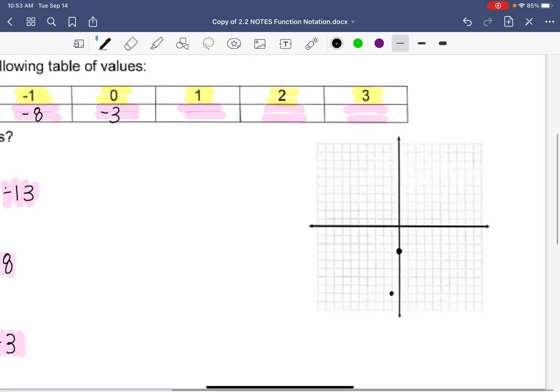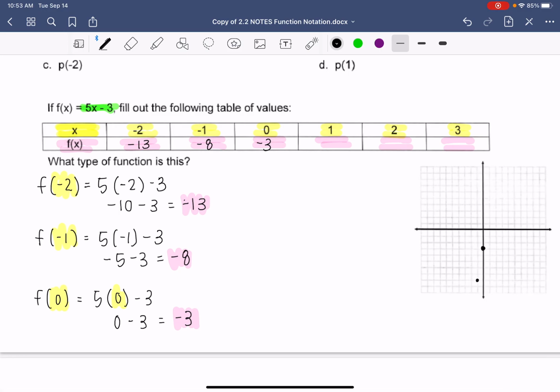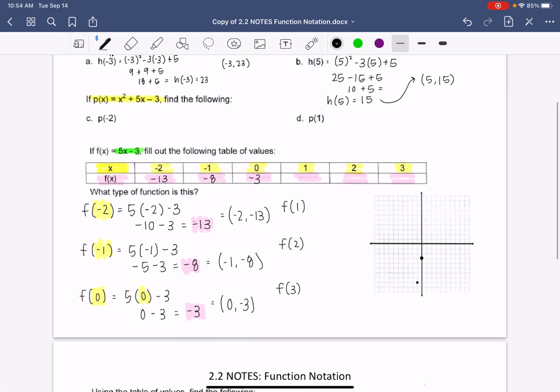So go down 3. The reason I'm getting these coordinates is because when I plug in, remember our ordered pairs are -2, -13, -1, -8, and then 0, -3. All right, so I want you to finish this table out. So you're going to find f of 1, f of 2, and f of 3, and graph those, and you're going to check with my copy of notes to make sure that we graph those correctly.